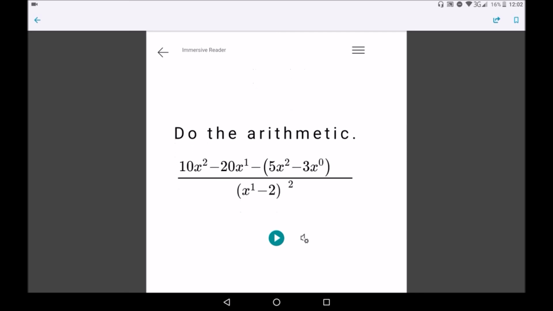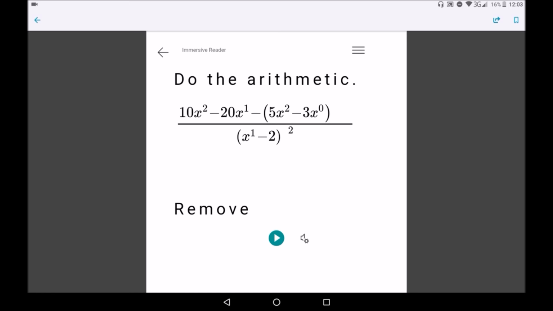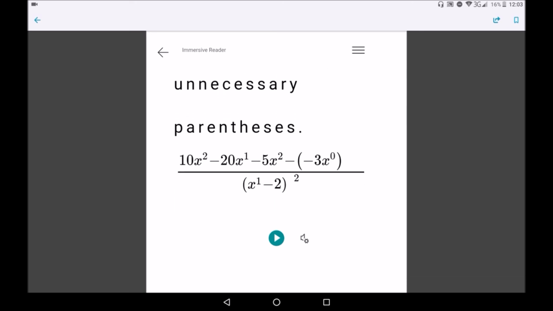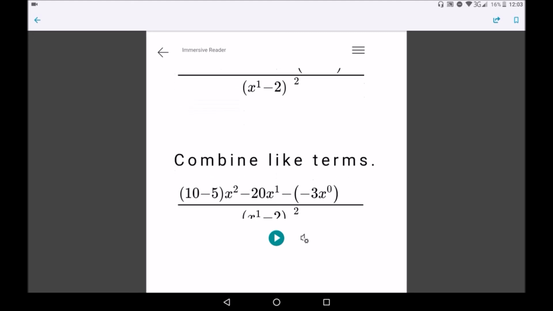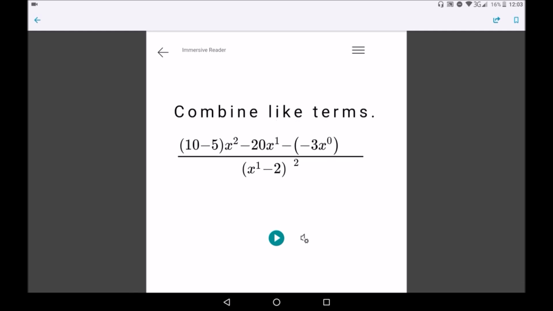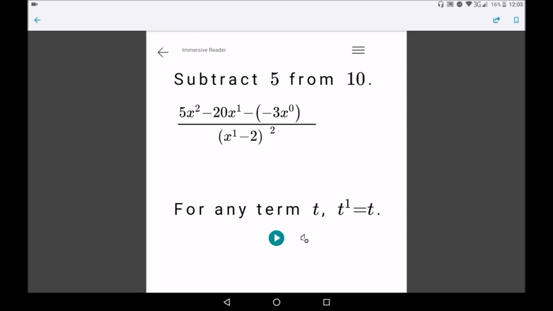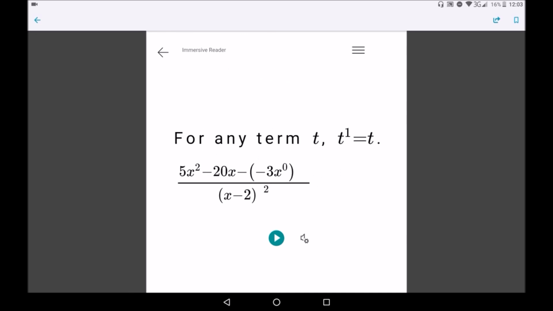Okay, so do the arithmetic. We have this. Remember, we can open the brackets, so we remove unnecessary parentheses. We see that translates to this. We combine like terms together, and when we combine like terms, we can subtract 5 from 10. And we are getting this.